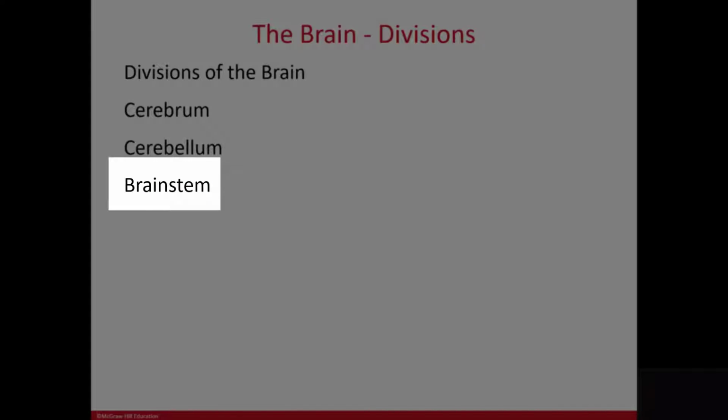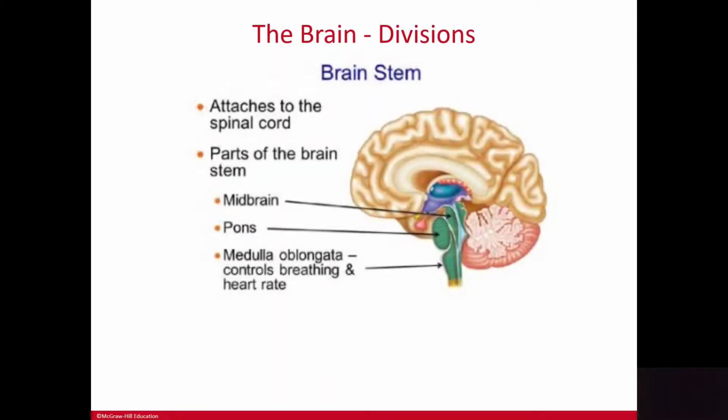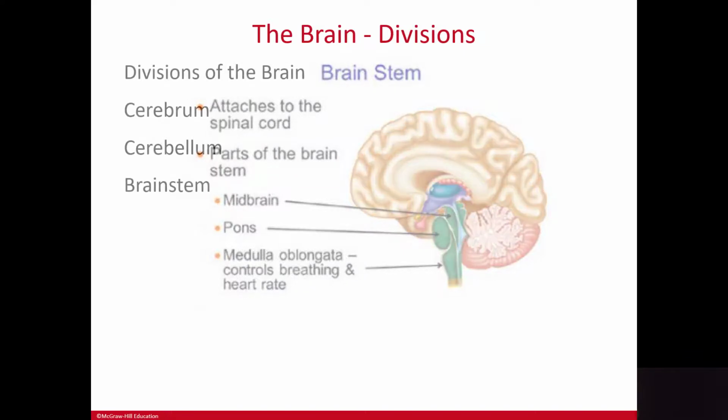The brainstem is an elongated portion of the brain that lies inferior to the cerebrum and anterior to the cerebellum. The brainstem is responsible for vital functions like regulating breathing and heart rate and relaying information to the higher centers of the brain. The brainstem basically connects the brain and the spinal cord.